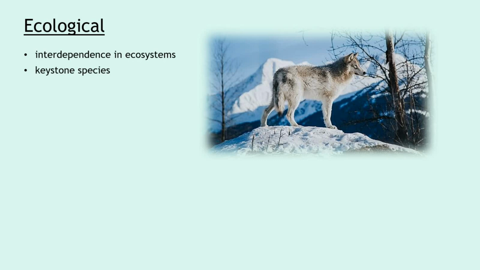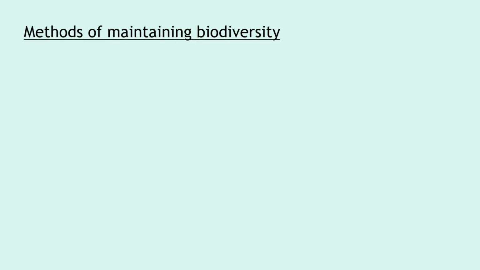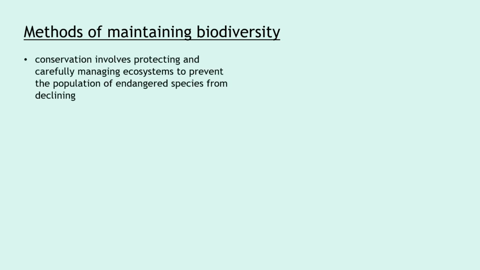Okay, so we've answered two questions: how biodiversity can be reduced, why we should be bothered about that. So how do we achieve this maintenance of biodiversity? What are the methods that we can use to maintain it? And the main method that we look at is conservation. Conservation is a key word for A-level biology, and it means that humans are actively involved in managing ecosystems and protecting them so that endangered species don't continue to decline in their population size.